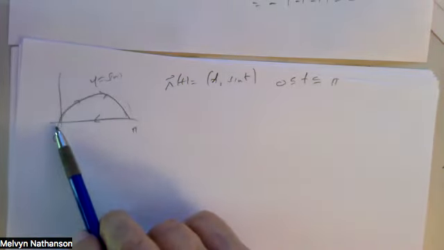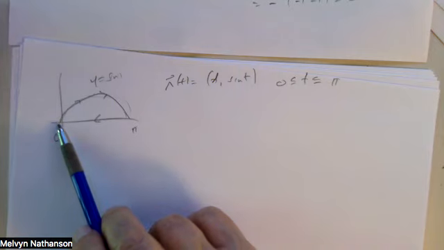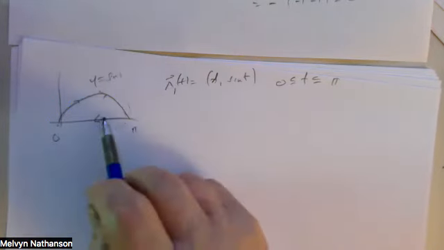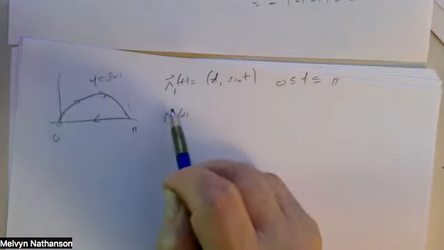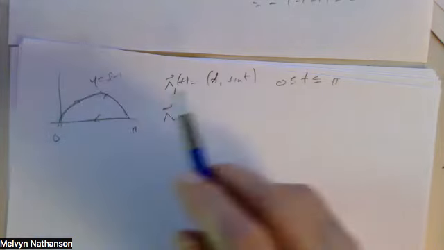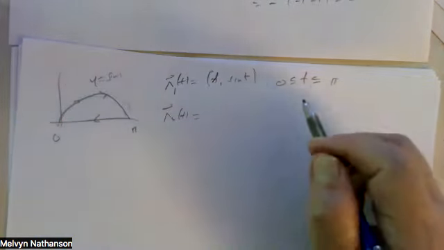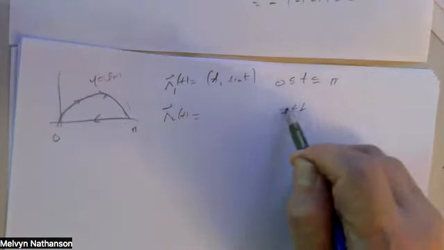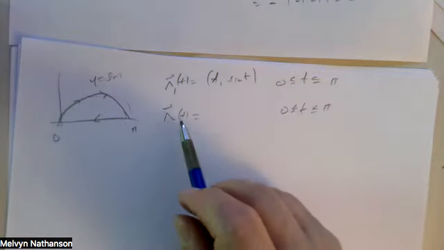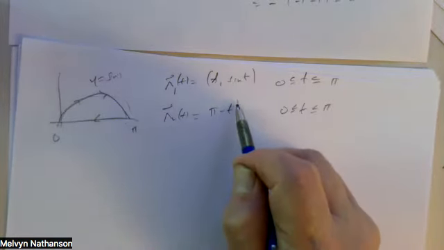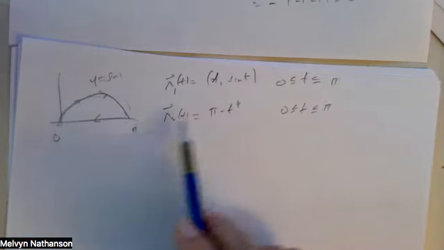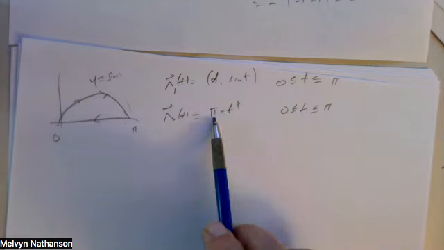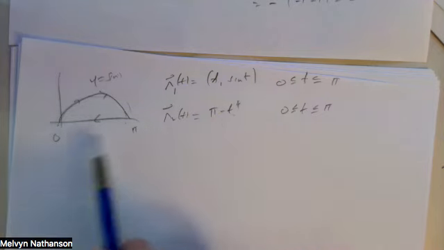And when t is 0, you're at 0, 0. And when t is pi, you're at pi, 0. Let's call that r1 of t. And r2 of t is the straight line from pi back to 0. So I can say as t goes from 0 to pi again, I can let r of t be pi minus t, 0. Because when t is 0, this is pi. And as t goes from 0 to pi, pi minus t goes from pi down to 0.